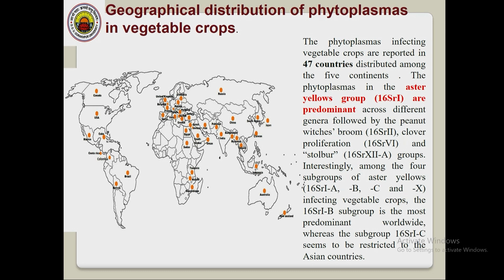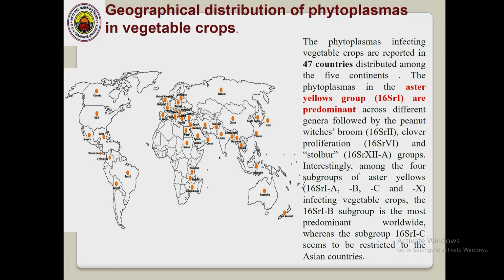Now, this is the geographical distribution of phytoplasmas in vegetable crops. Here we can see that around 47 countries have reported phytoplasma infections on different vegetable crops. The phytoplasmas in the aster yellows group, that is 16SrI, are predominant across different genera, followed by the peanut witch's broom, clover proliferation, and stolbur groups.